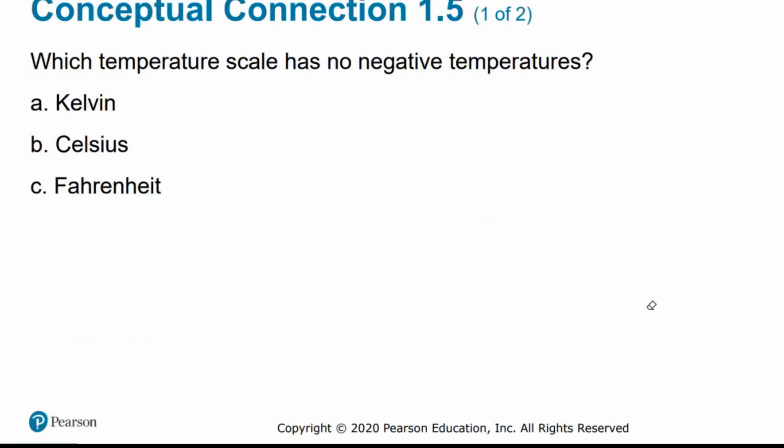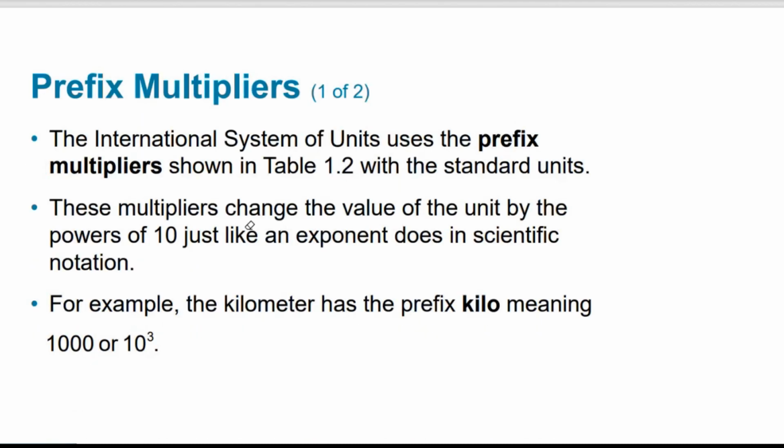So which of these temperature scales has no negative numbers, A, B, or C? What do you think? A, correct. Kelvin. All right.